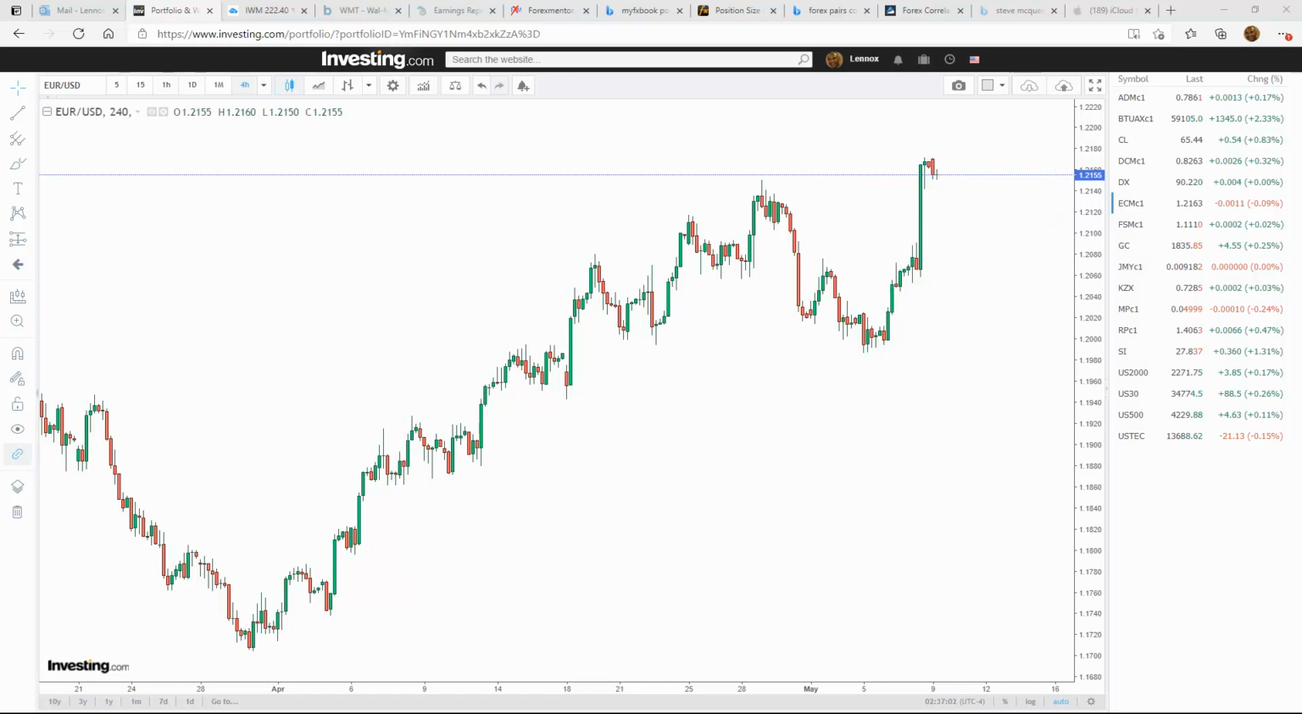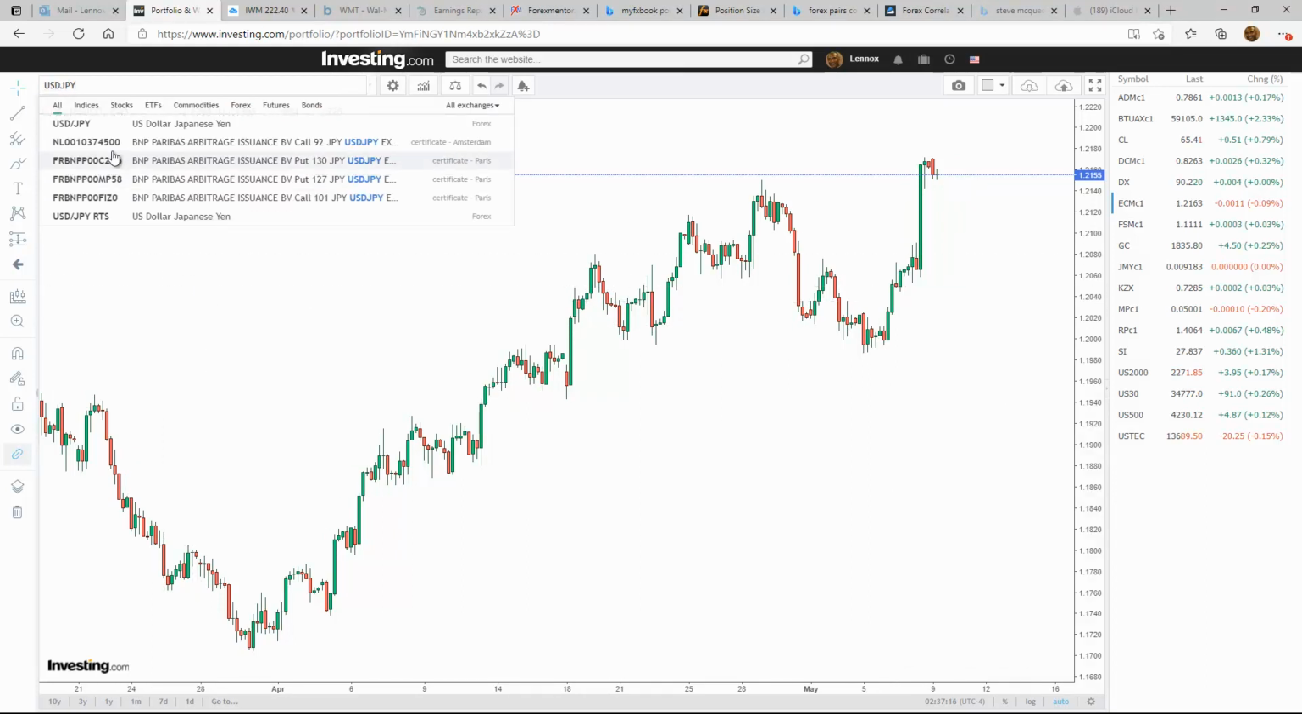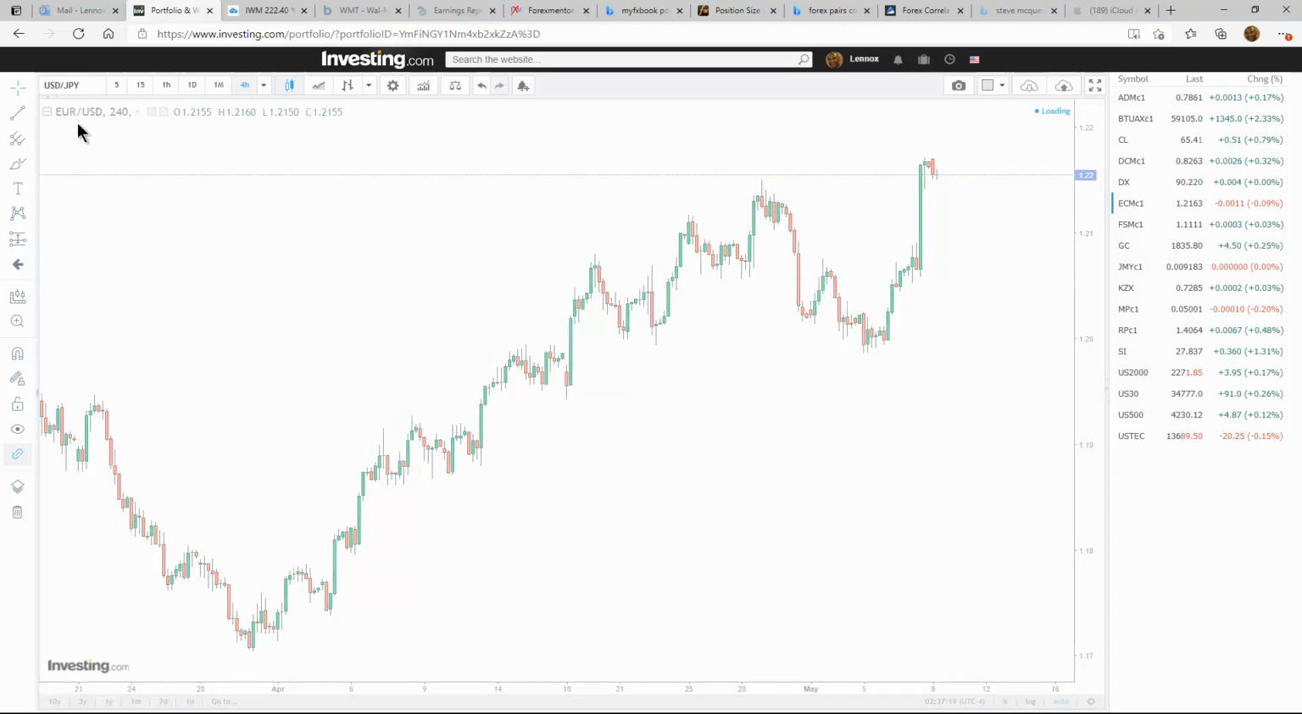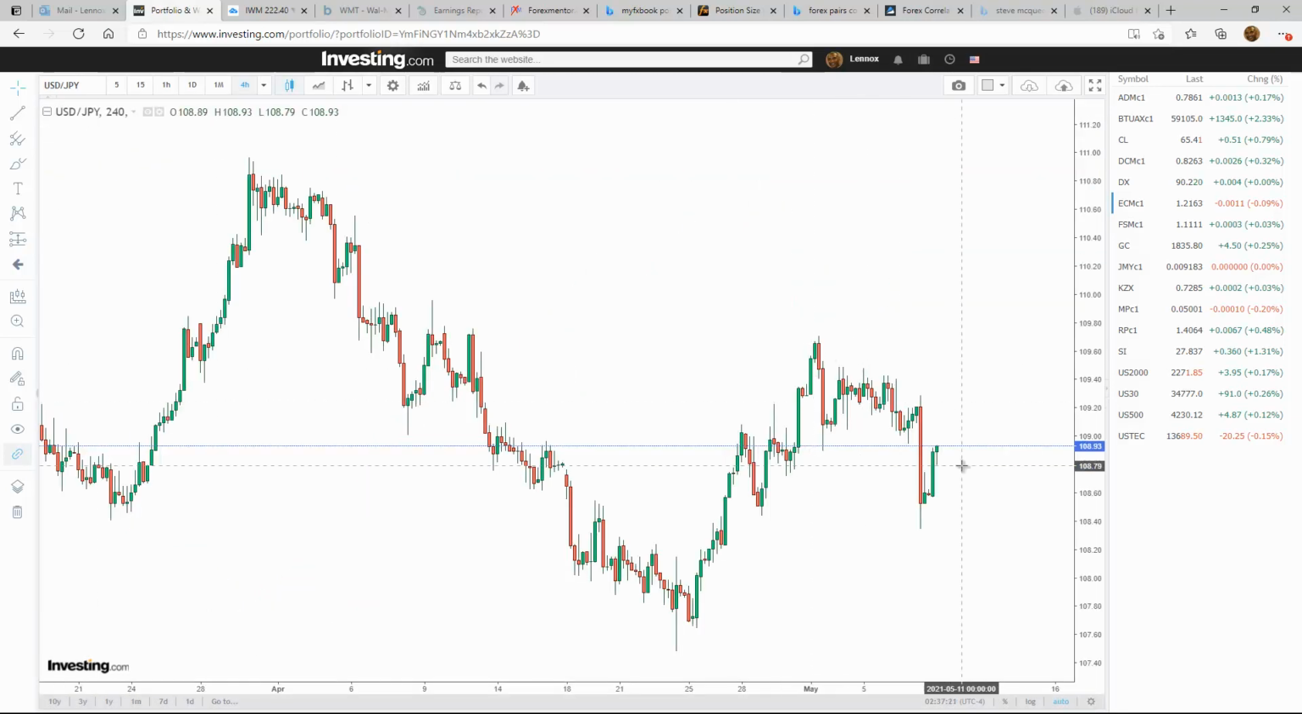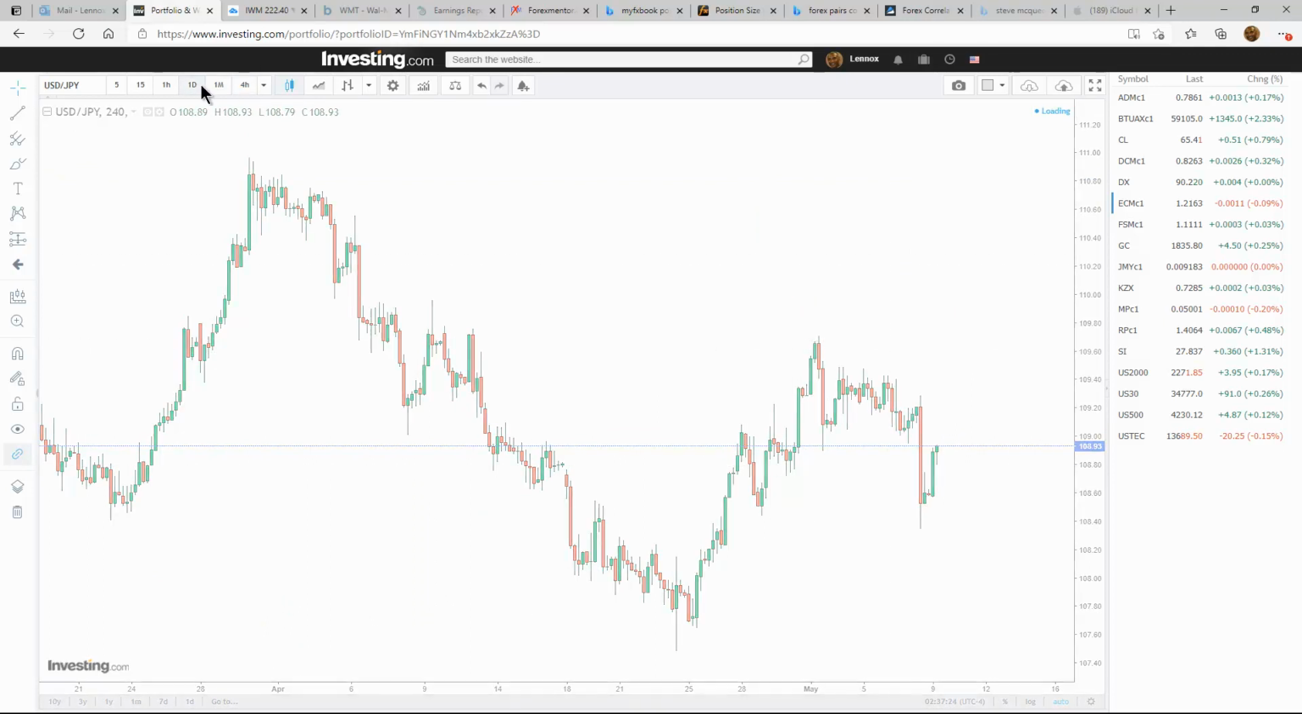Okay, so any of these futures, pairs, instruments are similar. So if we want to look at USD JPY, so just an opposite look, then it's just like that. So now on this one, this is a 4 hour. Let me go to the daily. We look at it from the daily.